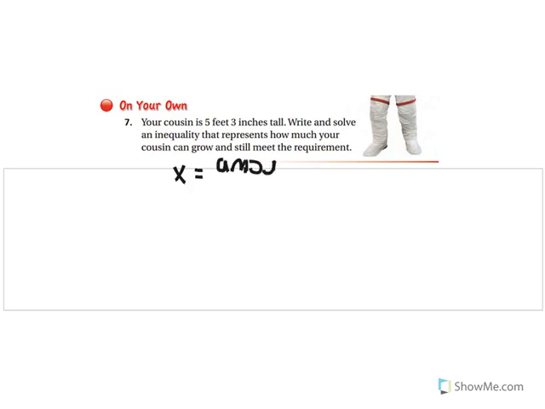Having a hard time writing right now. Let's try this again. This would be the amount he can still grow. I apologize for this. It's not writing very easily. Hoping you can appreciate my challenges with my cheap stylus. It doesn't work if the iPad isn't at the right angle. Okay, so anyway, move on.